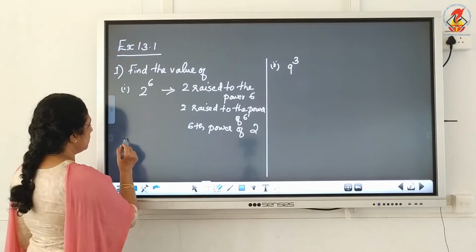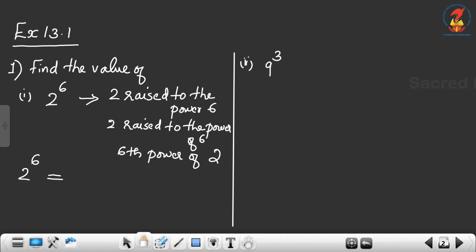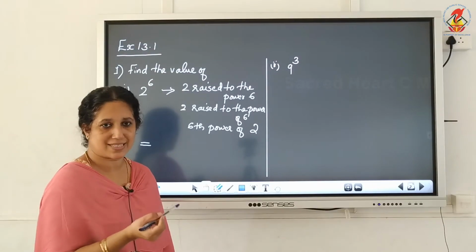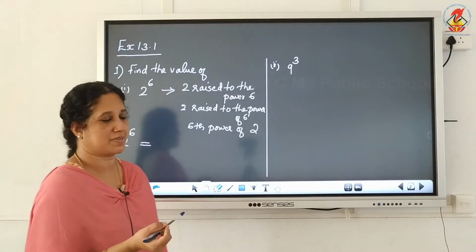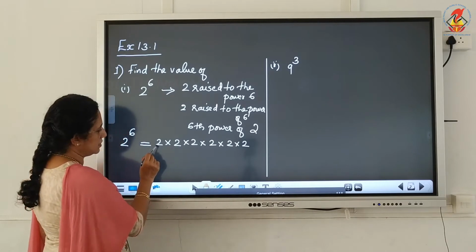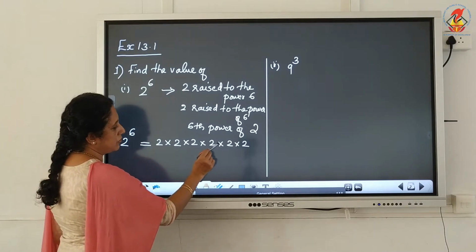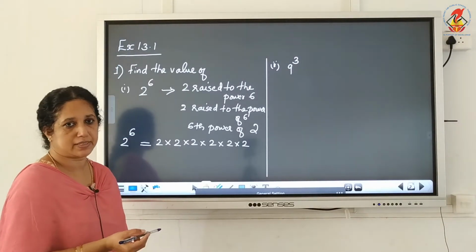So what is the meaning of 2 raised to the power 6? We know that the number 2 is repeated 6 times. The number 2 is multiplied by itself 6 times. Therefore we can write it as 2 into 2 into 2 into 2 into 2 into 2. So count it, how many times? 6 times. 1, 2, 3, 4, 5, 6. And after writing in this way you have to find out the product.